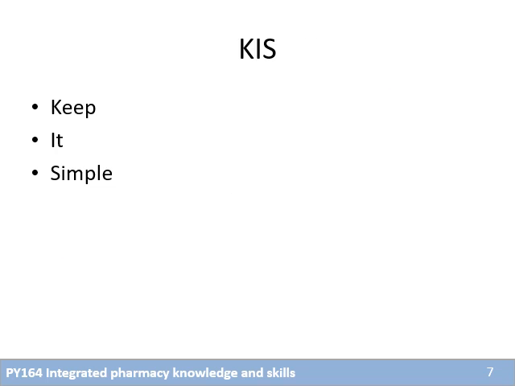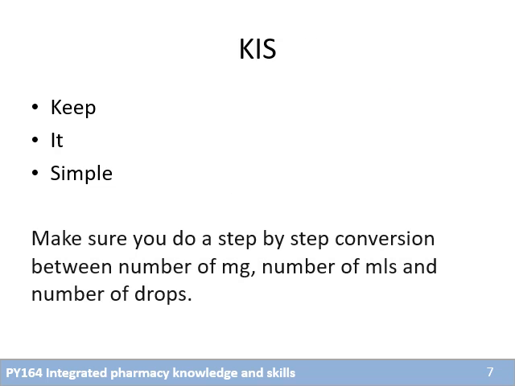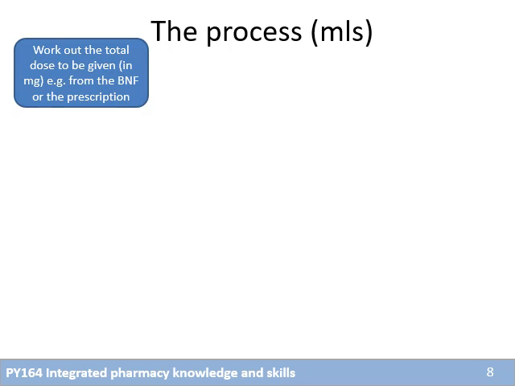The idea is to keep it simple. Do a step-by-step conversion between the number of milligrams, number of mils, and number of drops, and always use the same units in a calculation. So what process do we use? And this is if we're going to be using the amount and the number of mils.